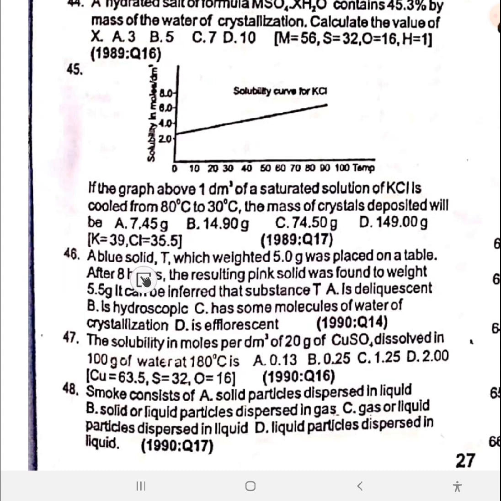46, let's touch it. A blue solid T weighs 5 grams and was placed on the table. After 8 hours, the resulting pink solid was found to weigh 5.5 grams. It can be inferred that the substance is either it has solid. What has it turned to? So it's hygroscopic. It didn't turn to liquid. Option B. 47 has to do with calculation.